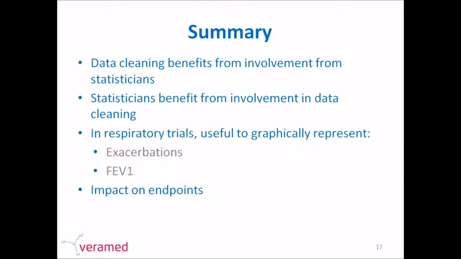Although we can't know for certain, we are confident that by cleaning up these endpoints and these data points, we have had a positive impact on the endpoints and the statistical analysis in our clinical trials.